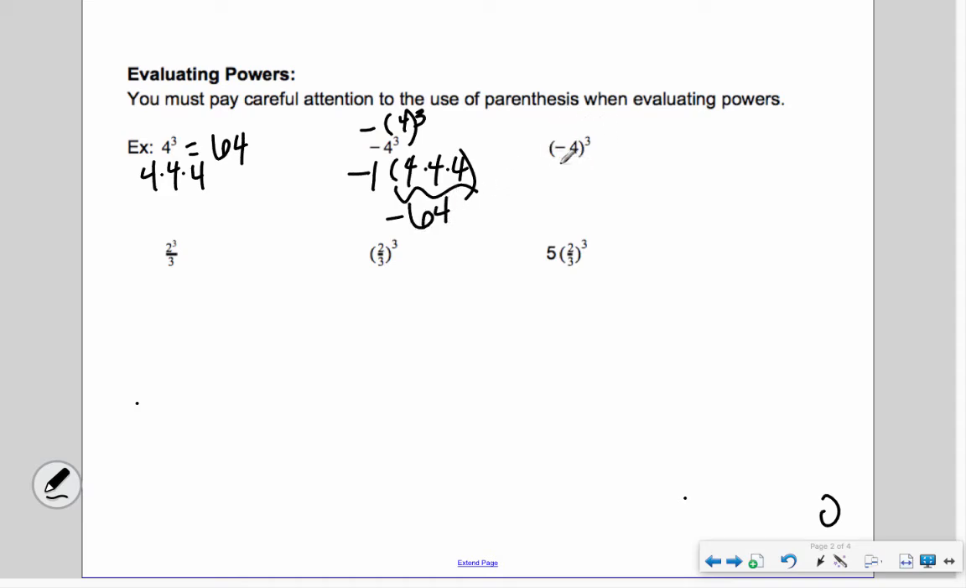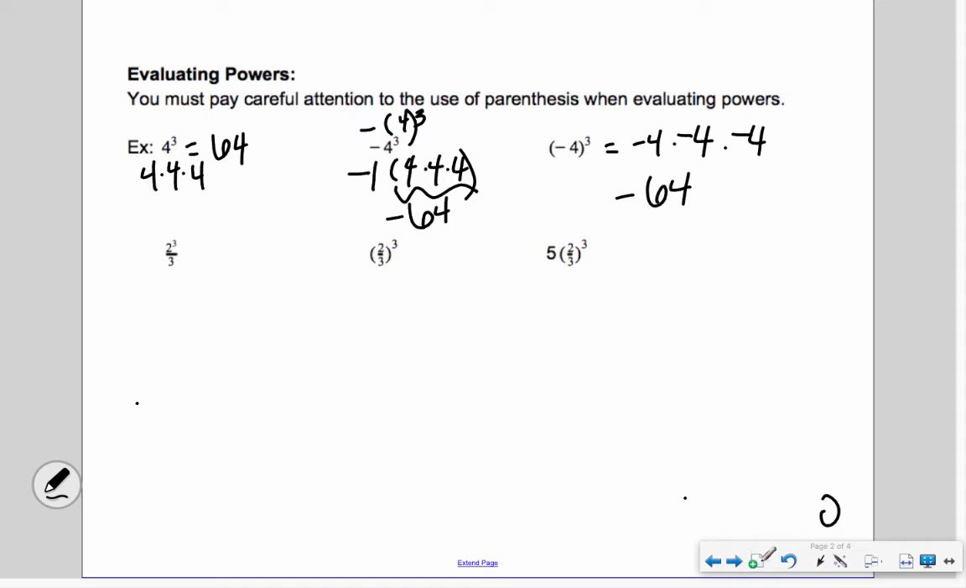Now over here, this specifically has the negative 4 in parentheses, with the 3 on the outside as the exponent. So what does this mean? This means negative 4 times negative 4 times negative 4. So what happens when you multiply a negative times a negative? You get a positive. When you multiply a positive times a negative, you're going to get a negative answer. So the answer here is going to be negative 64. You'll notice that these two answers are the same, but that is not always the case.